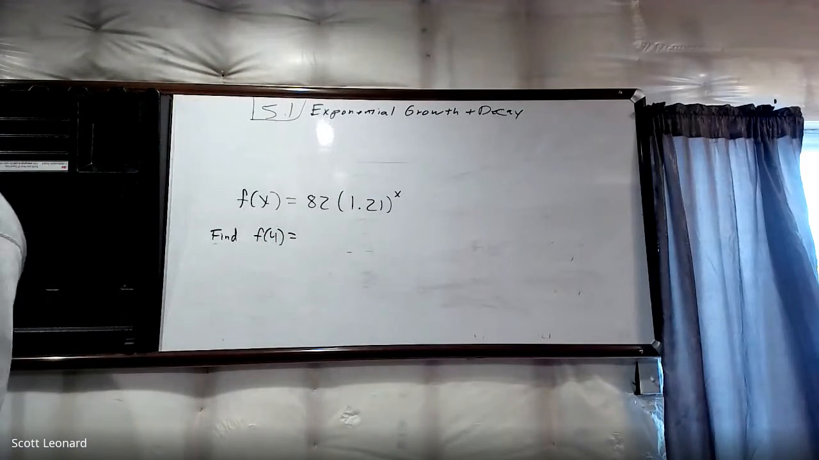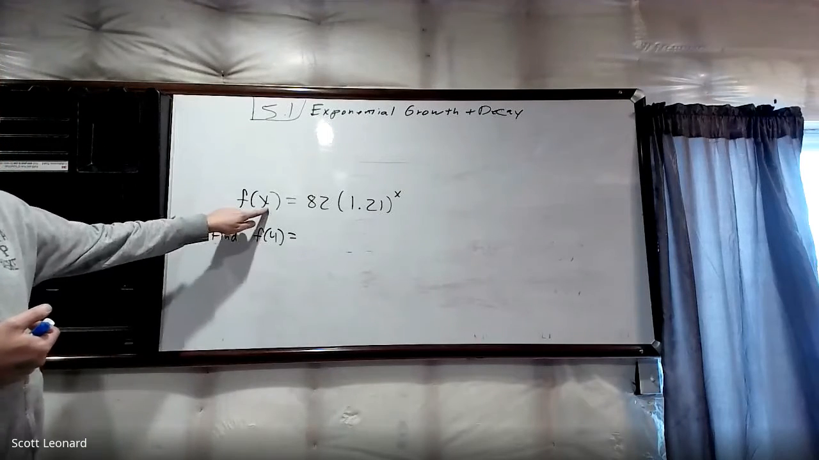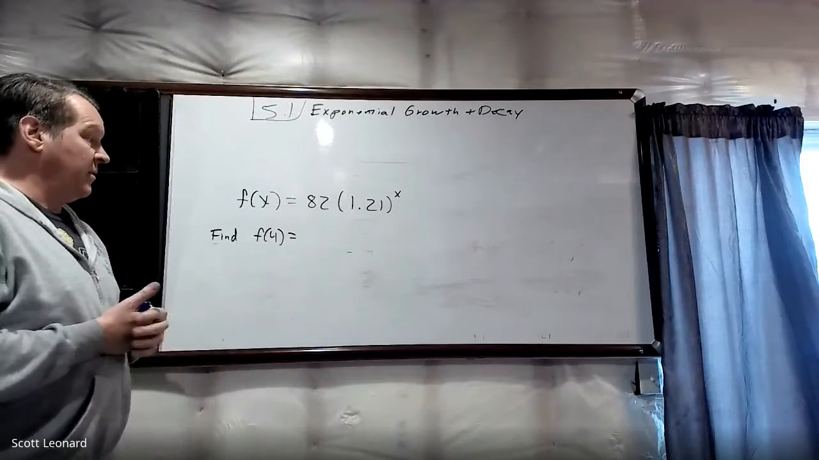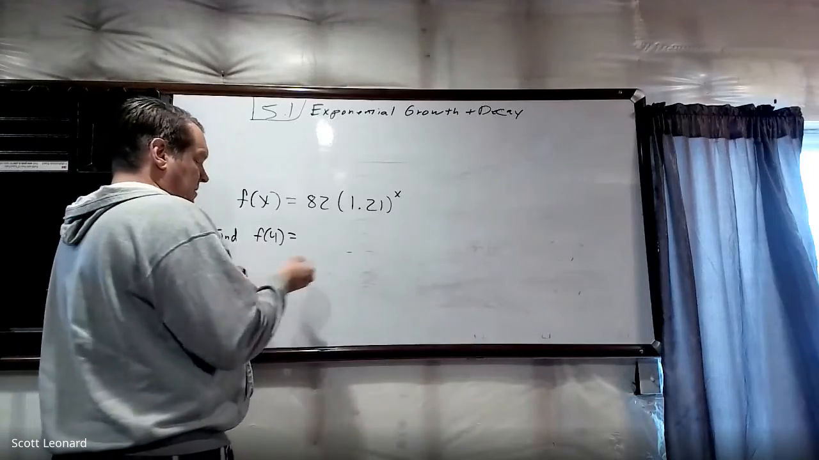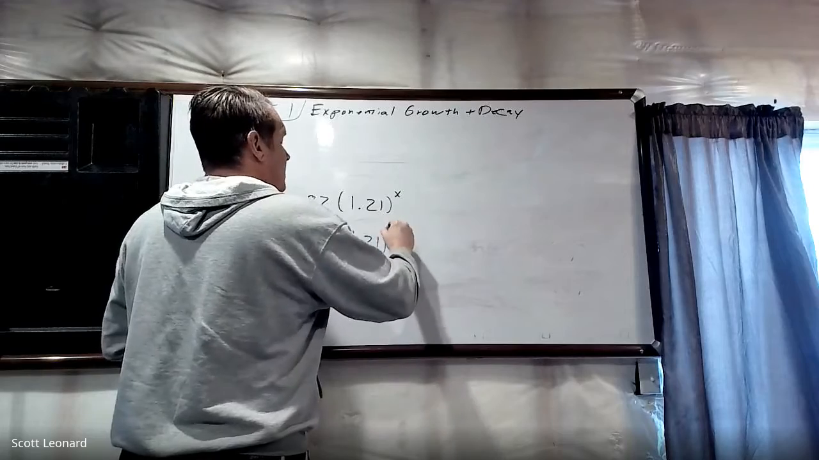So what are they asking me to do when they say find f of 4? Do you replace the 1.21 with 4? Not the 1.21. Look at what we have here. What is this thing the same as? The x. Yep. So we're going to put the 4 in place of the x. We're going to go 82 times 1.21 to the 4th power.